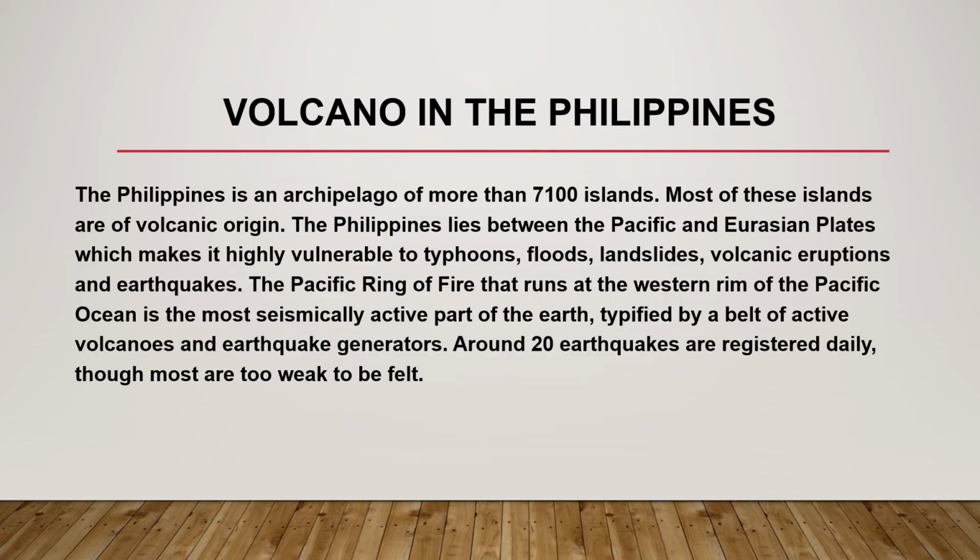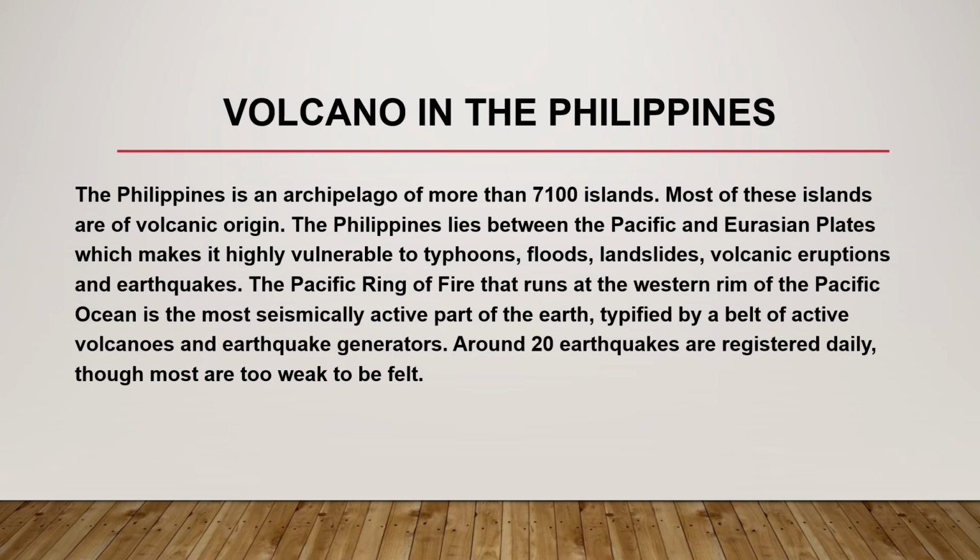Volcano in the Philippines. The Philippines is an archipelago of more than 7,100 islands. Most of these islands are of volcanic origin. The Philippines lies between the Pacific and Eurasian plates, which makes it highly vulnerable to typhoons, floods, landslides, volcanic eruptions, and earthquakes. The Pacific Ring of Fire that runs at the western rim of the Pacific Ocean is the most seismically active part of the Earth, typified by the belt of active volcanoes and earthquake generators.